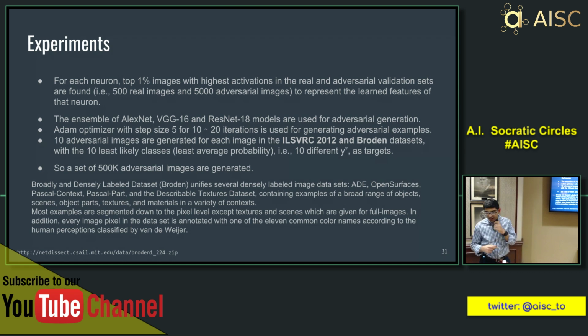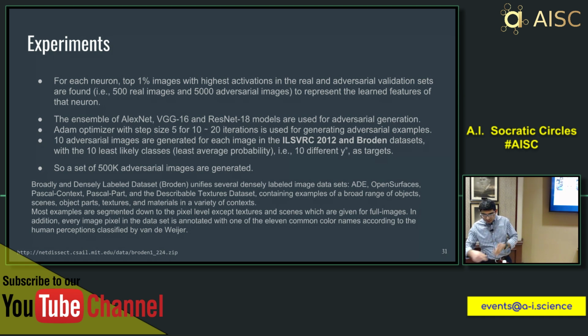For each neuron, they take around 500 images, and for each of those 500 images, they generate 10 adversarial images. Those adversarial images are generated by AlexNet, VGG, and ResNet. So in total, they have something around 500K adversarial images.